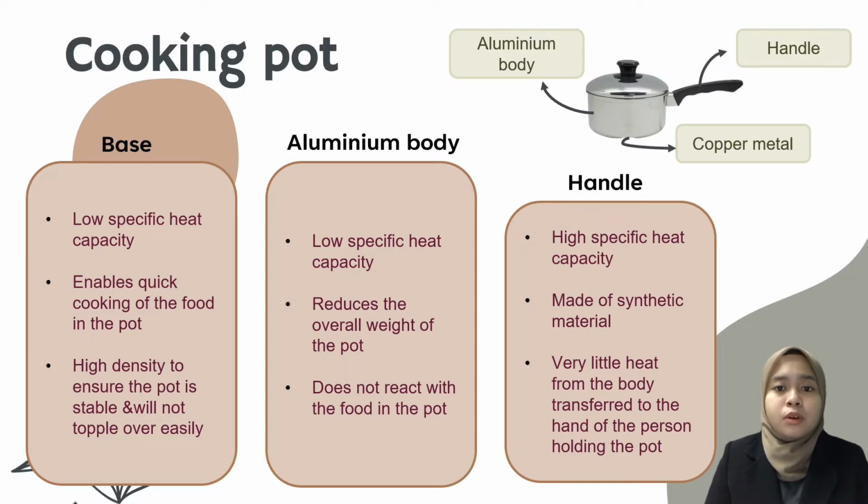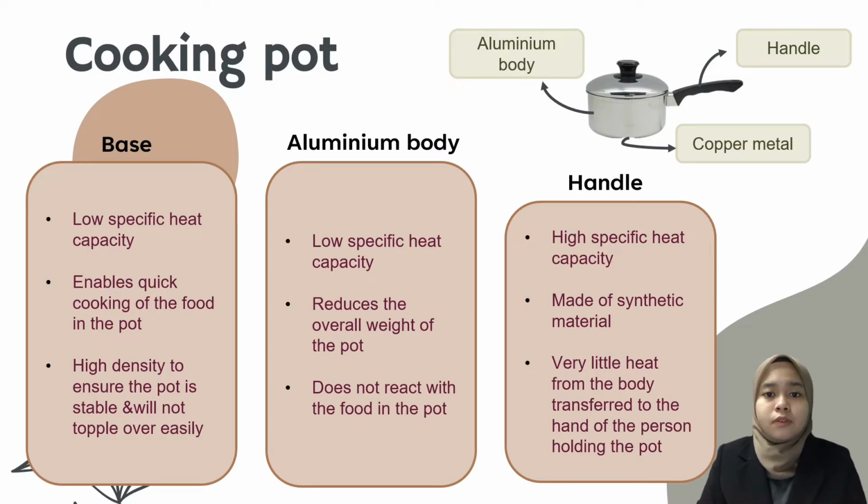The base of the pot is made from a material that has a low specific heat capacity, to enable rapid heating. It becomes hot very quickly. Besides, it has high density because the heavier base ensures that the pot is stable and does not topple over easily. Usually, the body is made of aluminium that has a low specific heat capacity, so the aluminium body becomes hot very quickly. Besides, it has low density and does not react with the food in the pot.